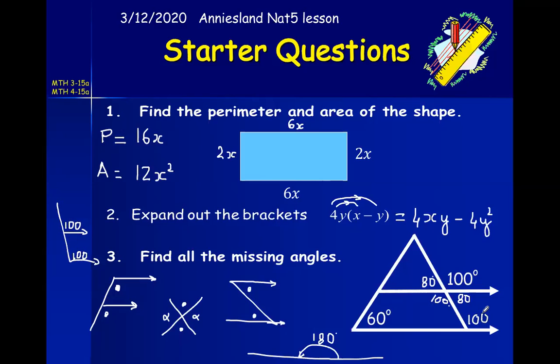Okay. And if this is 100, because we've got a straight line, that's got to be 80. Yeah? So, you see that was an F, but you've got another F as well here. Yeah. Going from there to there. So if this is 60, it's got to be 60.